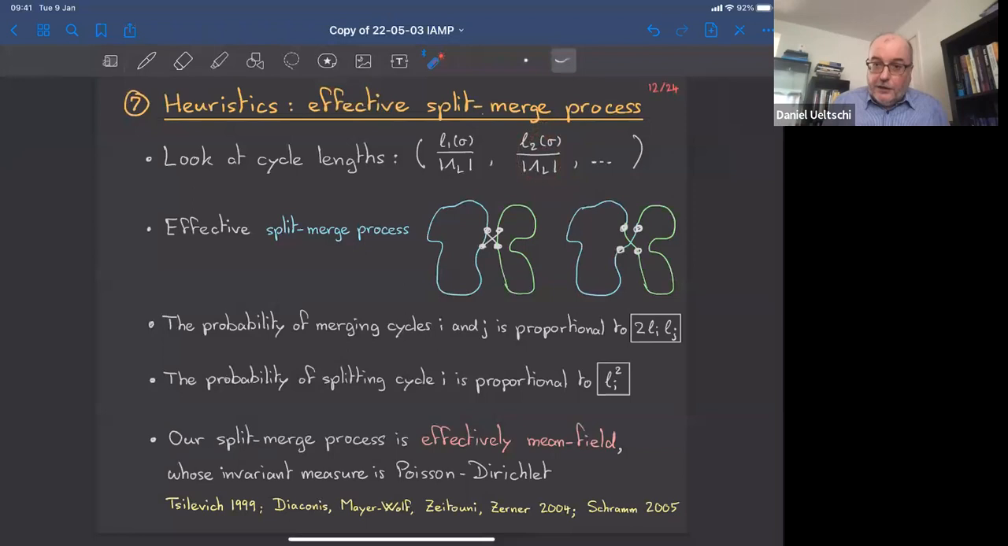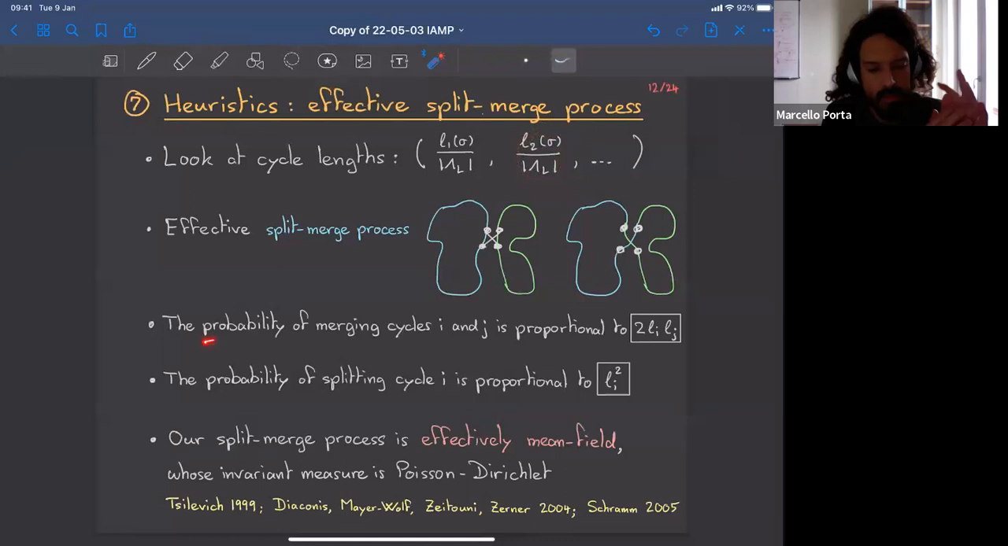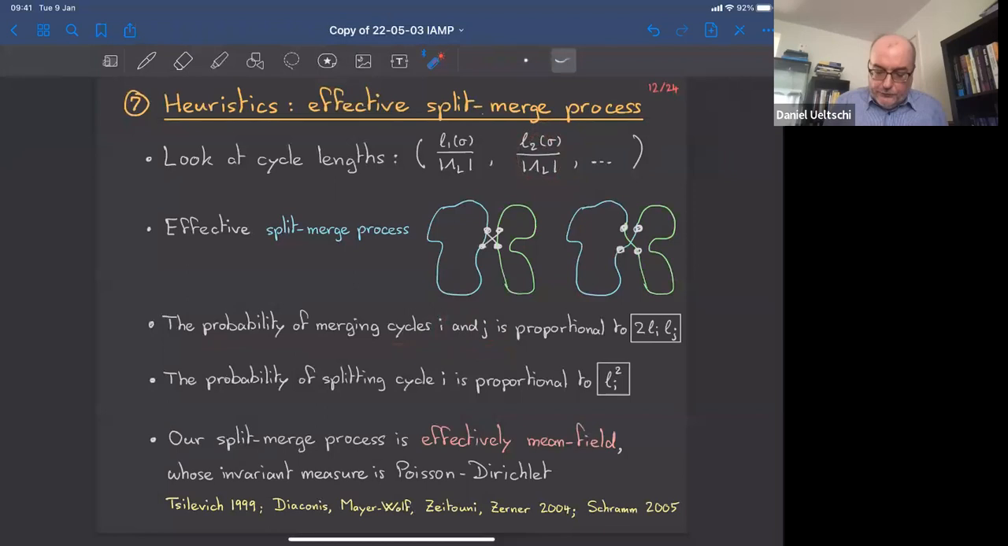Now, there is something which needs to be argued over there, but the probability of merging cycles I and J, well, somehow we take 2 points and we can look at the probability that this thing belongs to the cycle I, this thing to the cycle J. If we assume that there is a lot of independence, which is not so easy to argue, then we get that this probability is proportional to 2 times the product of the lengths.